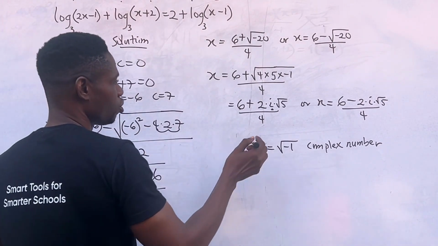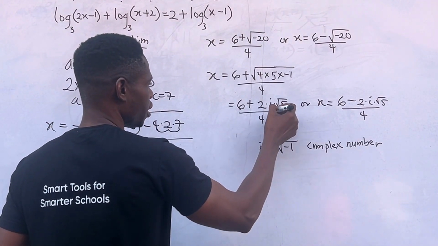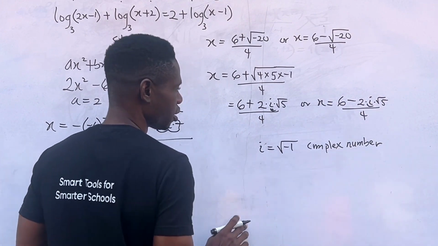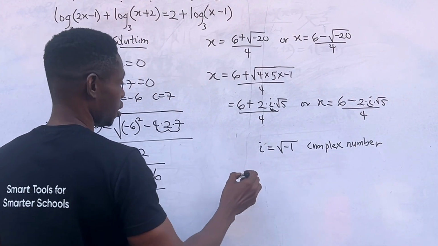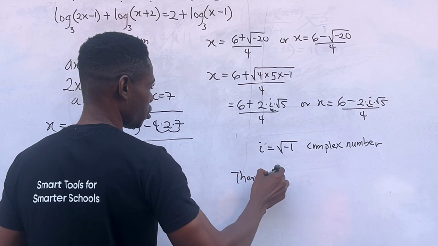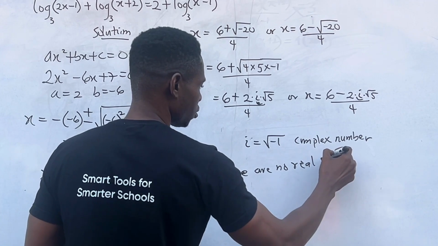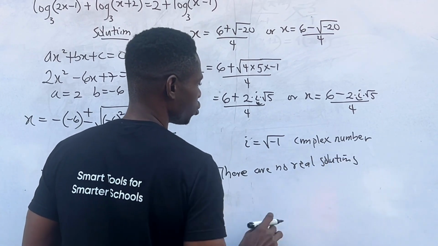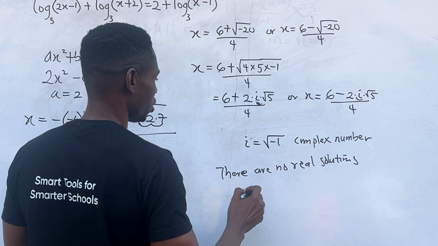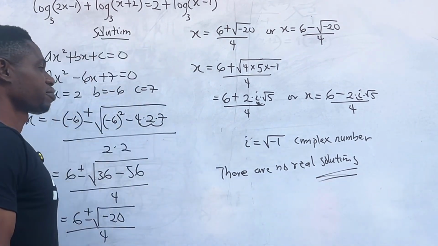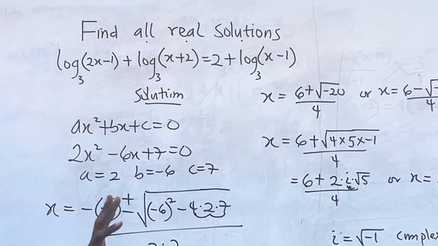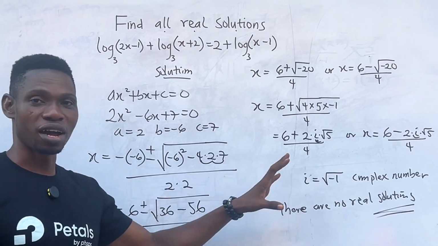Now you have a complex number here, a complex number here. So there are no real solutions, and that's it. So to this problem, there are no real solutions. The solutions we have are complex.